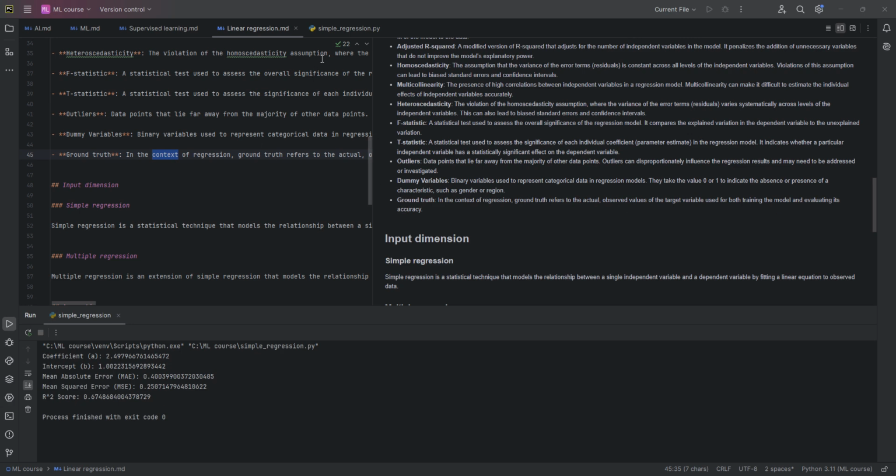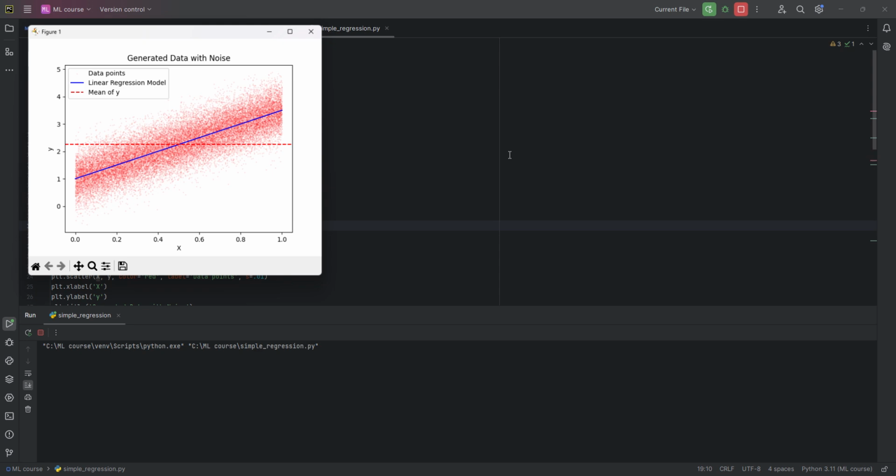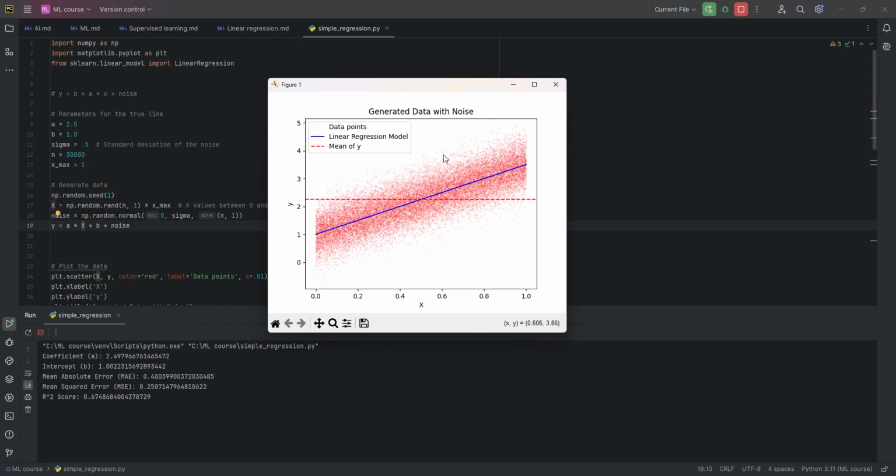So if we go back to the simple regression that we have and we run this again, here, based on that definition, this red scatter of dots is our ground truth. These red dots, which have an X and a Y, are basically what we know about X and Y. And we want to use this to build our model.